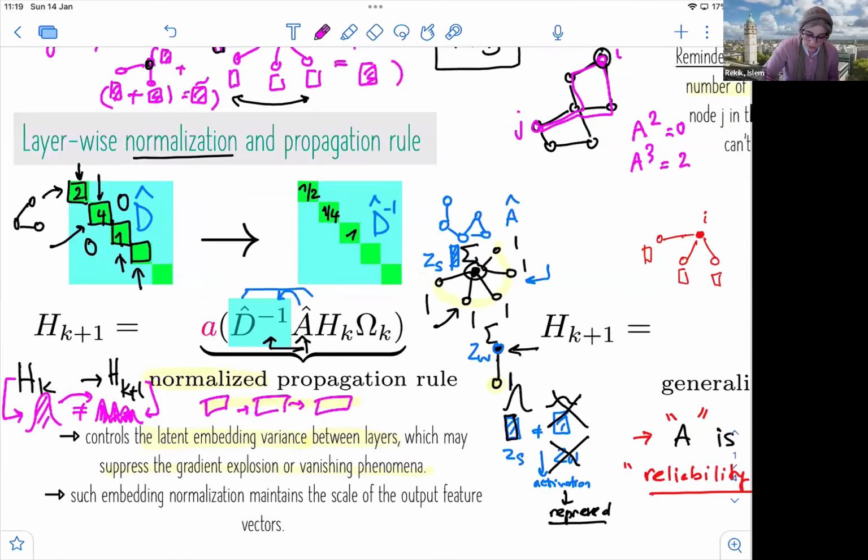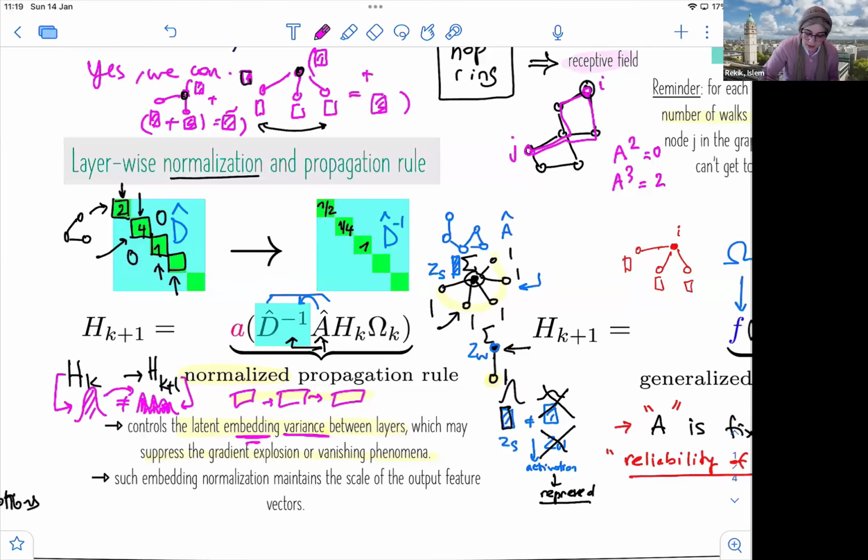So you need to control the variance of the embeddings between layers. And this is a very important problem even in deep learning. How do you make sure that the distribution of your hidden embeddings, or the latent representation, in layer K and K plus 1 are not very different? Of course, you want them to be different enough to not learn exactly the same thing, but you don't want them to be shifted away, all right?